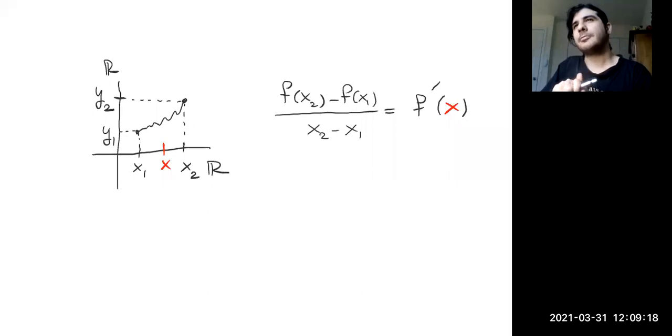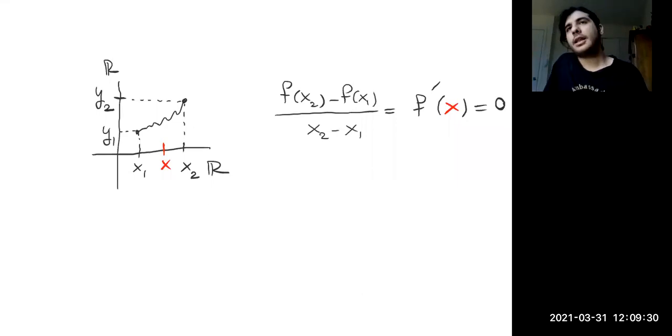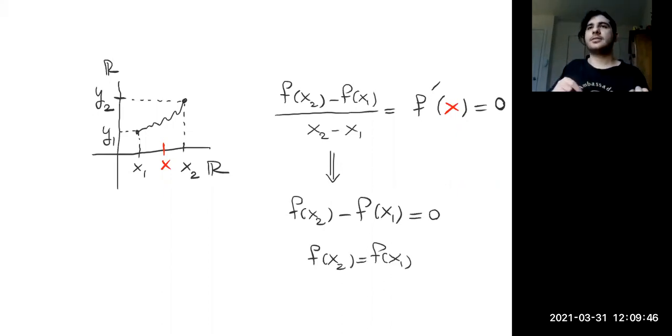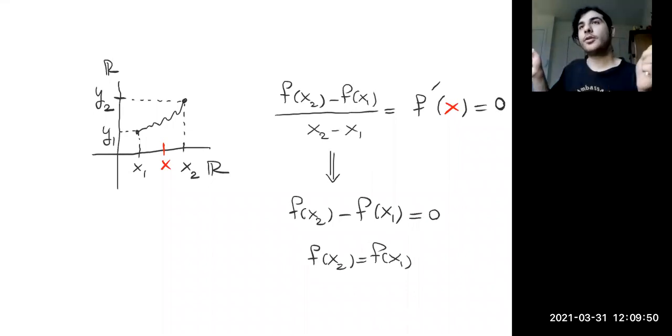If you have forgotten this, you can take a look at the calculus. It was one of the theorems we had for derivatives. And the point is that because we know the derivative is always 0, this right-hand side is 0. So we have a fraction. If it's 0, its numerator has to be 0. So f of x2 minus f of x1 is equal to 0, which means f of x2 is equal to f of x1. For any x1 and x2, f of x2 is equal to f of x1. Means f is the same for all.